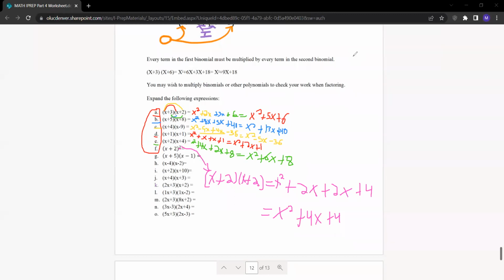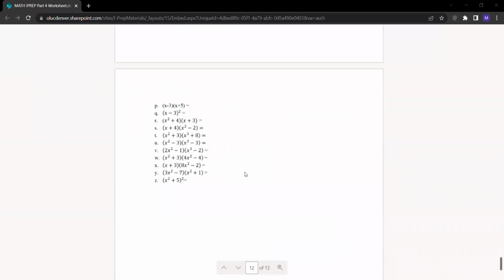Now we'll go ahead to the second page and we'll do some that are a little bit more complicated. We're going to do R through W. So do R. Something like that. So let's go ahead and start with R. So R we have first, we have x squared times x.